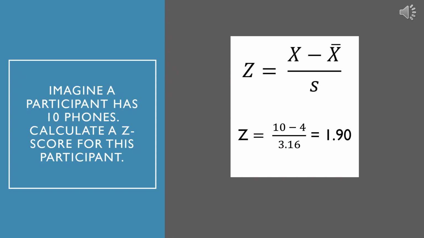Well, I didn't give you the standard deviation, but I did give you the variance. How do you transform variance into standard deviation? You just take the square root of it. So I gave you the variance, which was 10. If you take the square root of 10, it's about 3.16. So 10 minus 4 divided by 3.16, with rounding, will get you to 1.90.